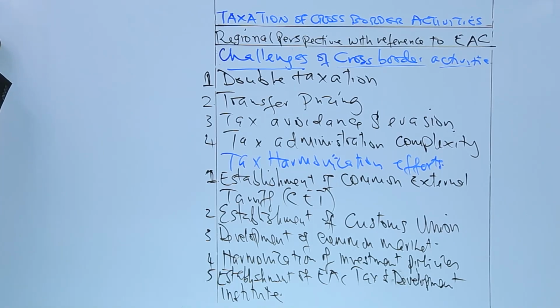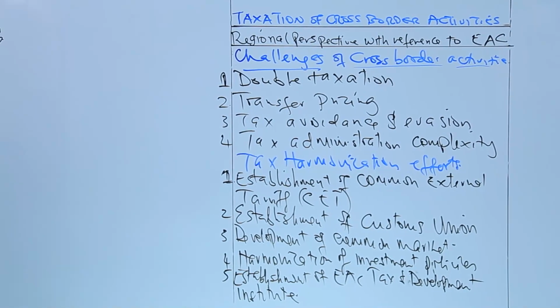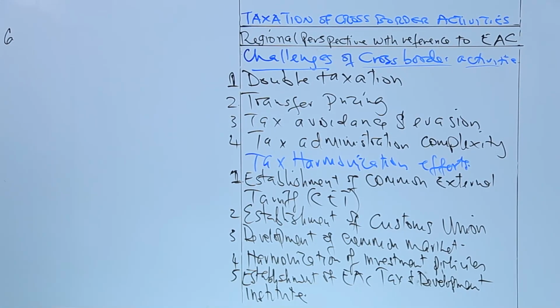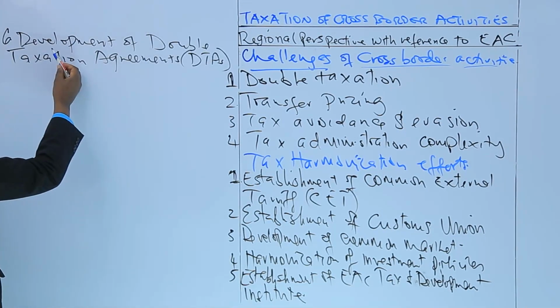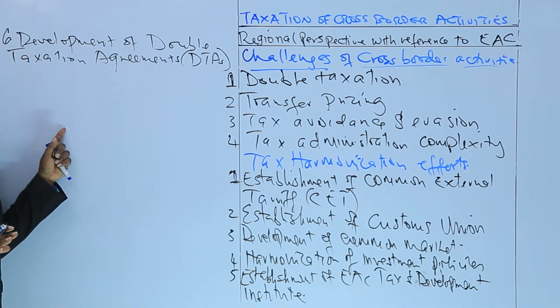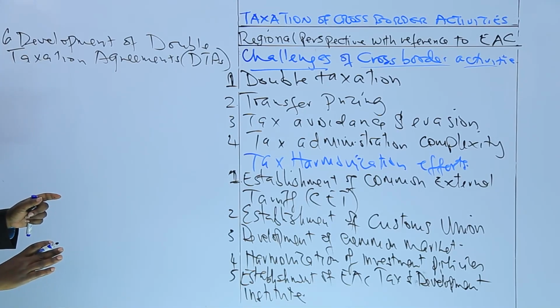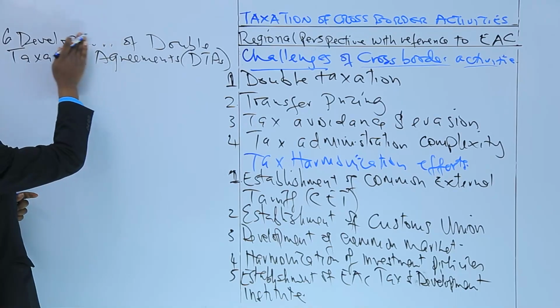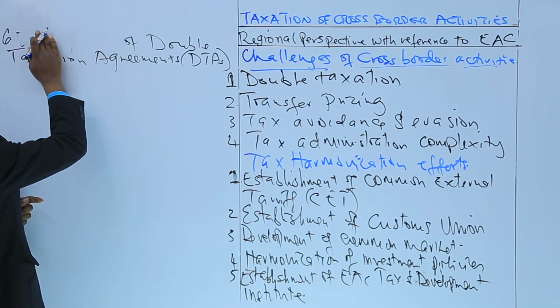Number 6 is development of double taxation agreements. Or put it accurately, we can say negotiation of double taxation agreements.